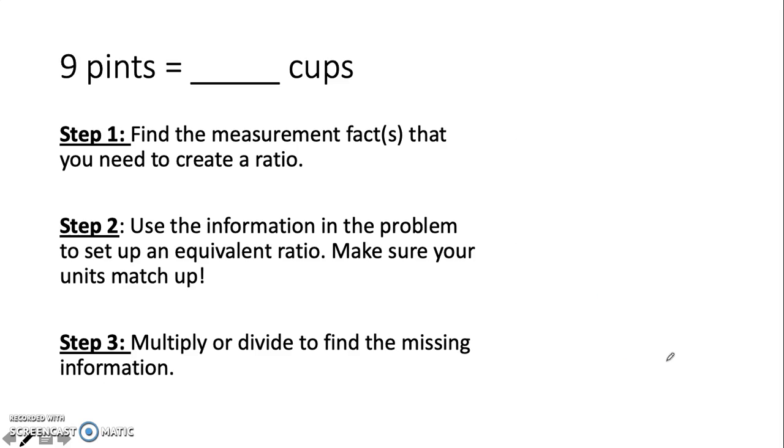Alright, last one. I'd like you guys to pause it and try to figure it out. Okay, so step one, once again, I hope that you looked at your reference sheet. This would be the easiest one. Find the measurement facts that you need to create a ratio for 9 pints is equal to how many cups. When I look at my cheat sheet, I know that with 1 pint, there are 2 cups.